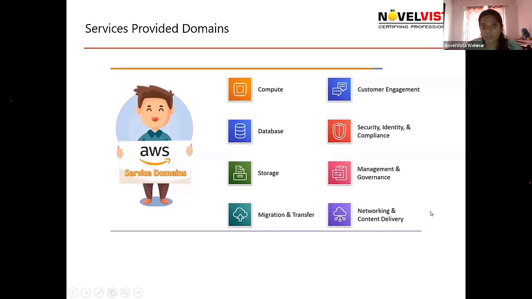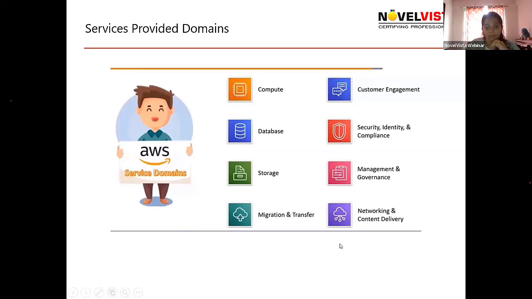Then networking services are also there, like the VPC service, that is Virtual Private Cloud service. Then there are content delivery services. So these are different domains where AWS can provide services. Other than this, there are many domains like AI and machine learning. So in all aspects of the industry, all over the world, whatever domain we can say, they can provide the services.